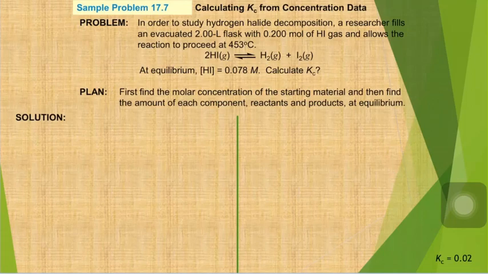The first example: in a study of the hydrogen halide decomposition, in the volume of 2 liter, the amount of the HI gas is 0.2 mole, and it proceeds by this equation: 2 HI gas produce 1 H2 gas plus 1 I2 gas. Another piece of information given in the question is that the concentration of the HI at the equilibrium is 0.078 molar.